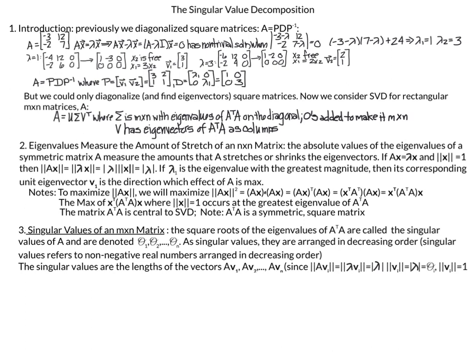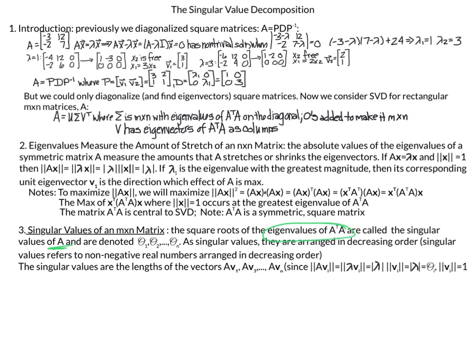But anyway, to define a singular value, the square roots of the eigenvalues of A transpose A are called the singular values of A. So be careful, because the singular values of A are not the eigenvalues of A. The singular values are the square roots of the eigenvalues of A transpose A.